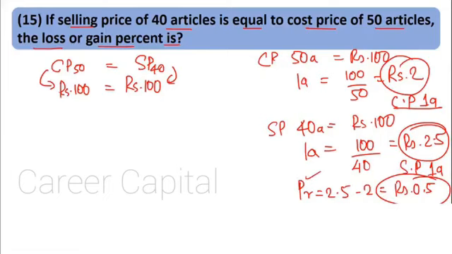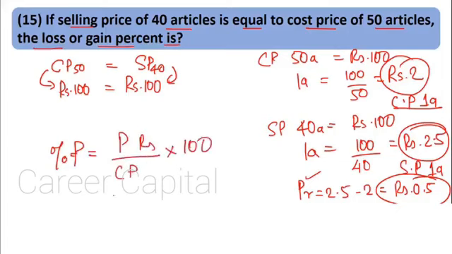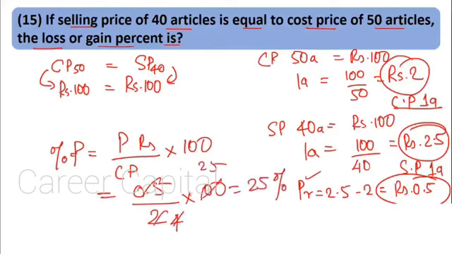Now profit is rupees 0.5 per article. So how much is the profit percentage? We know profit percentage is nothing but profit in rupees divided by cost price multiplied by 100. Profit in rupees is 0.5, cost price is 2, into 100. 0.5 upon 2 into 100 would give us 25%. So the profit percent is 25%.